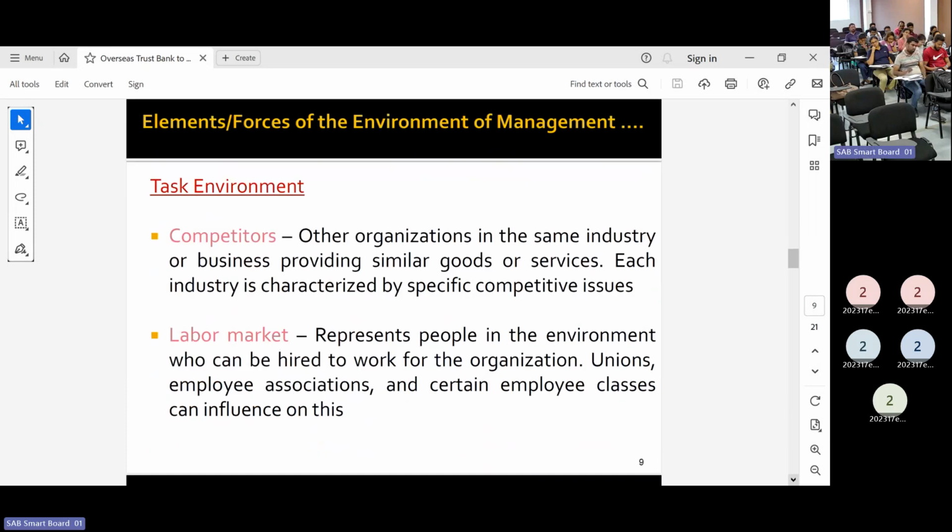The other two are the competitors and labor markets. Competitors are the other organizations in the same industry or business providing similar goods or services. Each industry is characterized by specific competitive issues. Michael Porter's five forces model can be used as the main tool to understand the nature of the rivalry, the nature of the competition in a market.